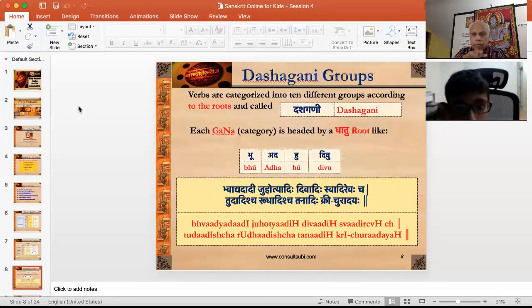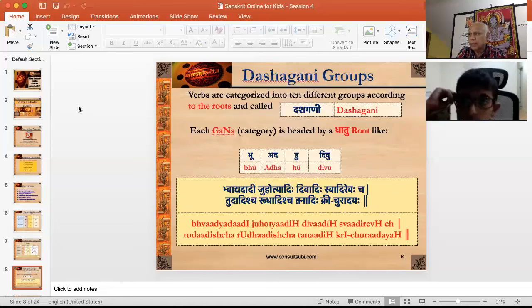So there is a very interesting verse. You don't have to remember it by heart, but this gives you the Dashagana. This is a verse, 2 lines. It says, Bhavadyadi, Juhotyadih, Divadih, Svadi Revacha, Tudadischa, Rudadischa, Tanadih, Kri Churadayah. It's a little complicated verse, but you don't need to remember it by heart.